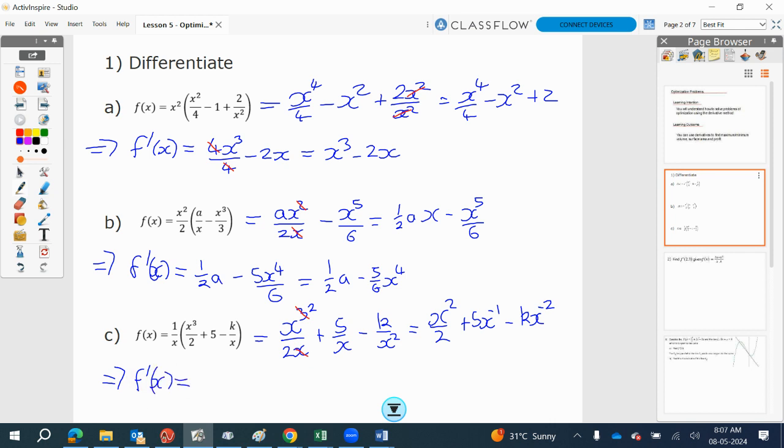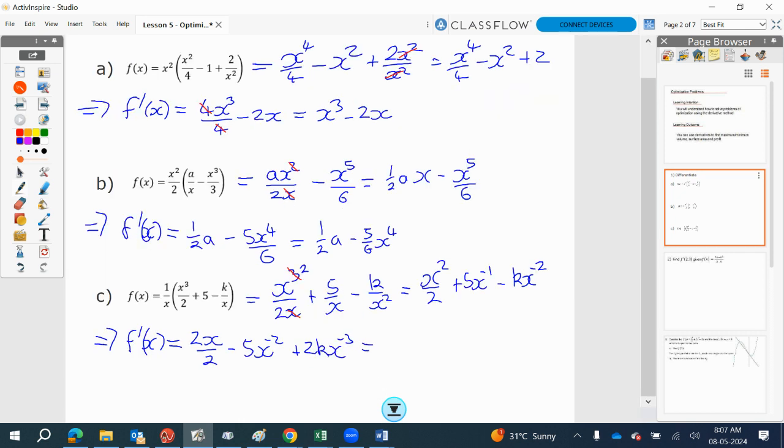This first one is going to give us 2x over 2. This next one is going to give us minus 5x to the minus 2. This last one will give us plus 2k x to the minus 3.